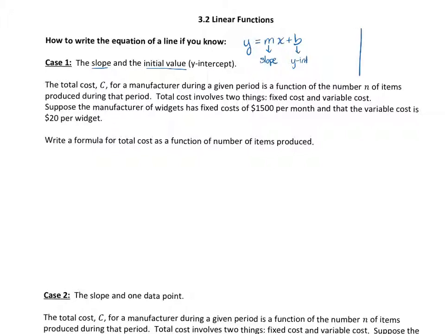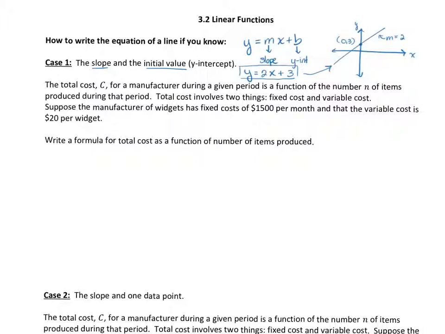So for example, if I gave you a line as a graph, let's say I give you that line right there, and I tell you that its y-intercept is (0, 3), and I tell you that this line has a slope of 2, then to write the equation of this line, you would just plug in 2 for m, and we know it's positive because that line is increasing, and plug in 3 for b, and you have just written the equation of that line. So that's easy when you know the slope and you know the y-intercept.